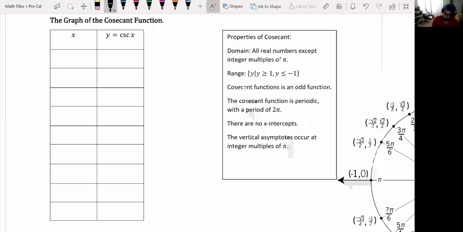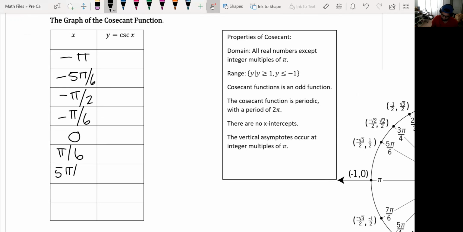So here's what we're going to choose. -pi, -5 pi over 6, -pi over 2, -pi over 6, 0, and then repeat. Pi over 6, 5 pi over 6. Let's leave it as an ugly 5. Pi over 2. Oops. Nope. Messing all that up. Pi over 2, 5 pi over 6, and pi.